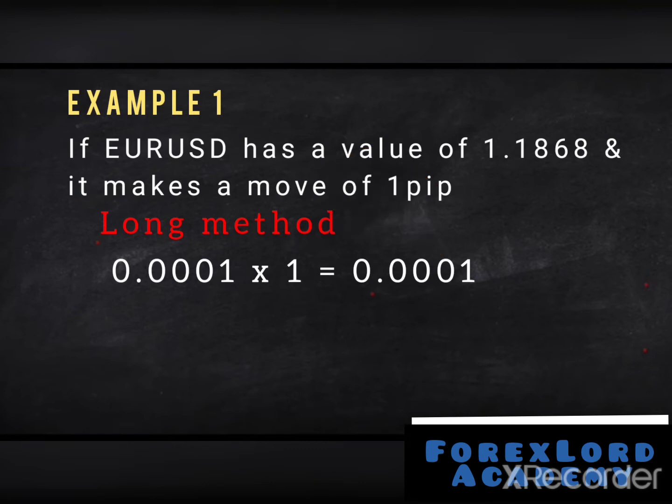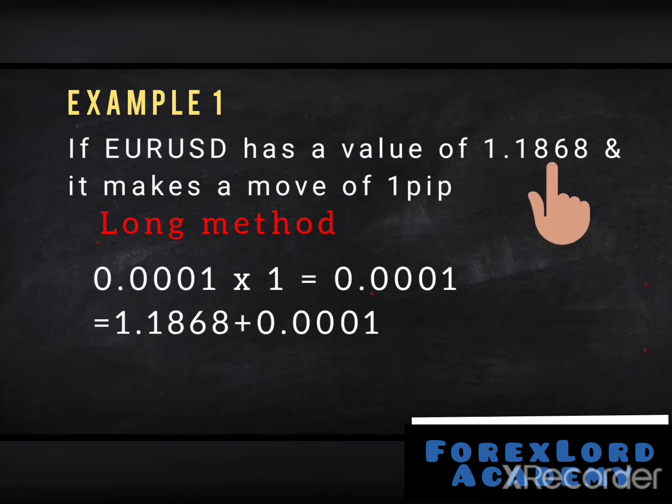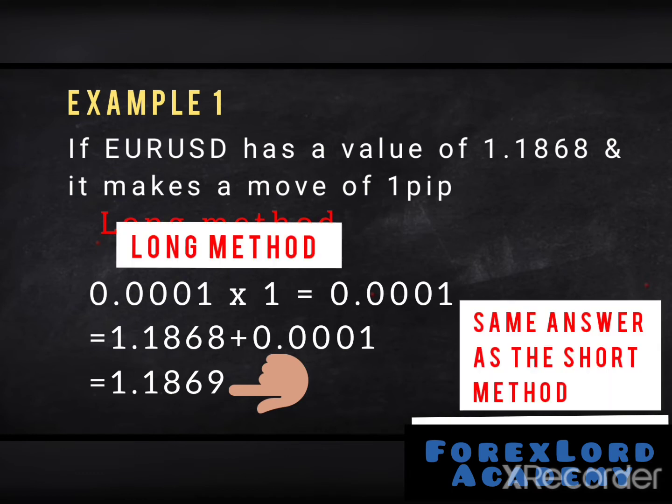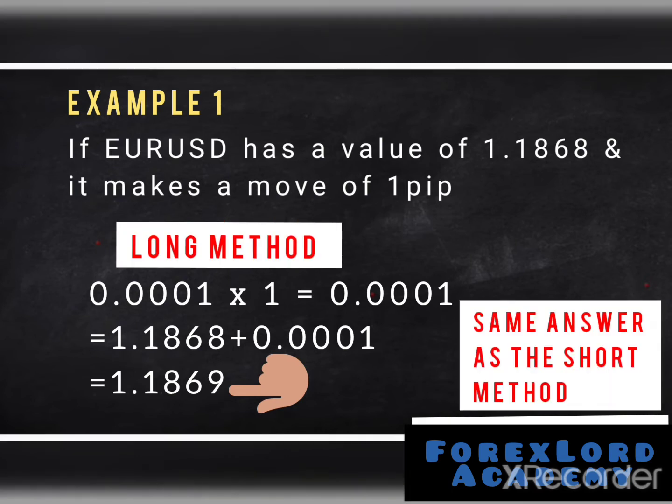So now we'll say, okay, 1.1868 plus that value which we had, which is 0.0001. The new value will give us 1.1869. Same answer as the short method, right? Simple, beautiful. Now you understand how this long method plays out. Beautiful. So let's go to example number 2.